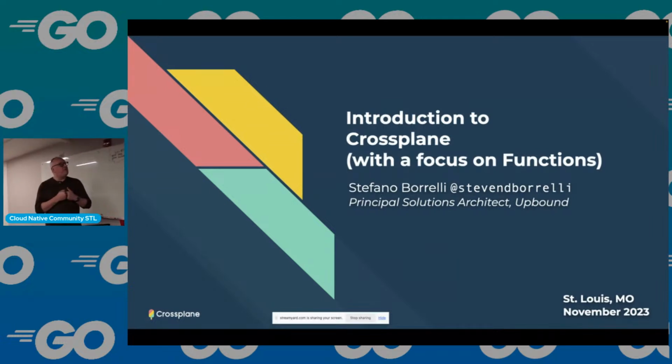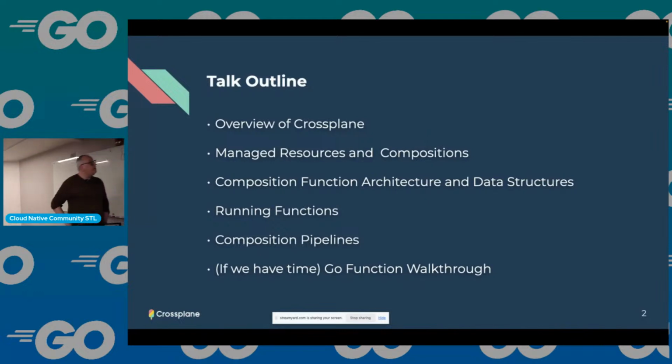Just about me myself, Steven or Stefano, either one you can use. That's my GitHub ID. And I'm a principal solutions architect for a company called Upbound, and they're one of the primary developers of the Crossplane project. So let's get started. Just about our talk.